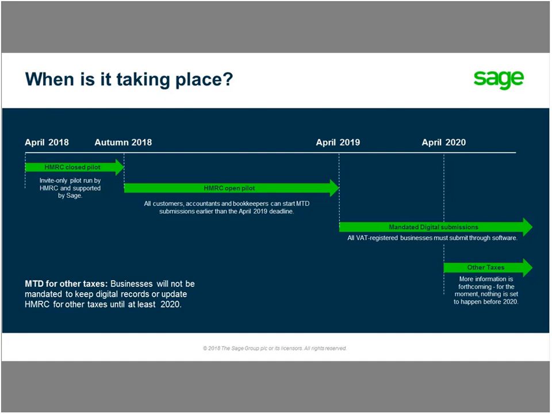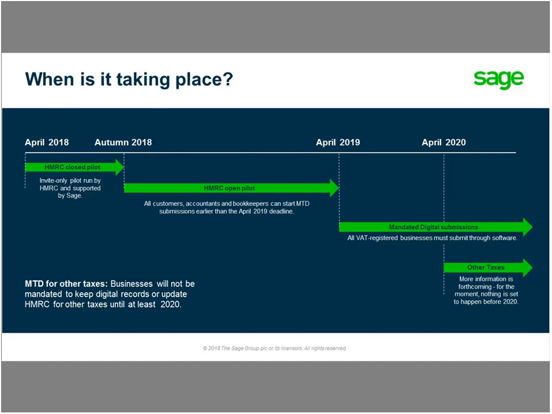So you'll have a period of time between autumn and April 2019 where you can start onboarding. And our recommendation is that you have a look and do it early so that you're not leaving it until the last minute. Because from April 2019, this is when mandation will begin. And this means that you need to start filing those VAT returns through software.